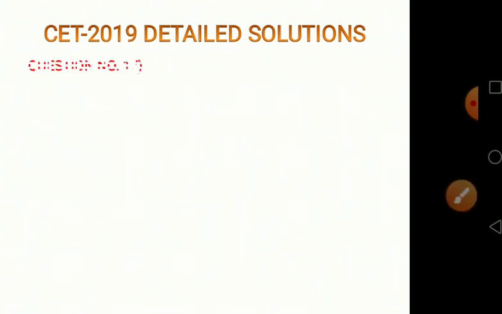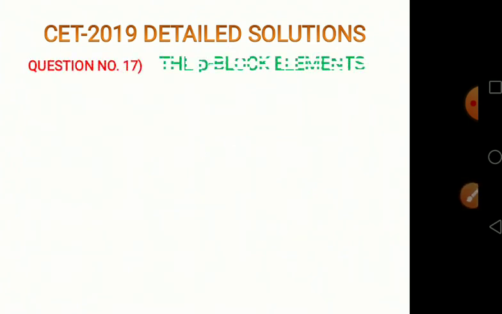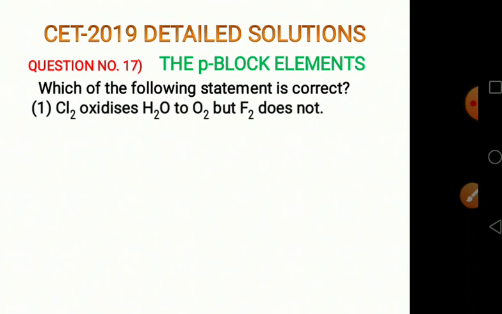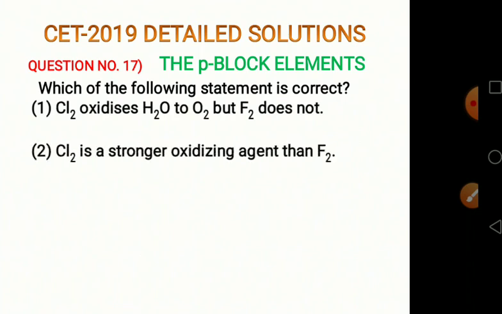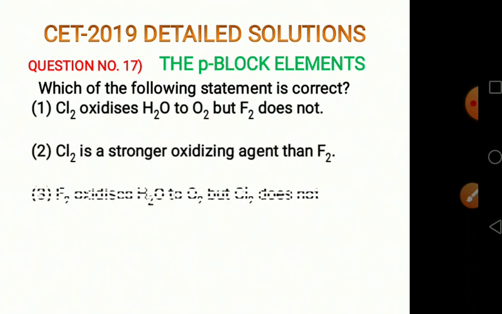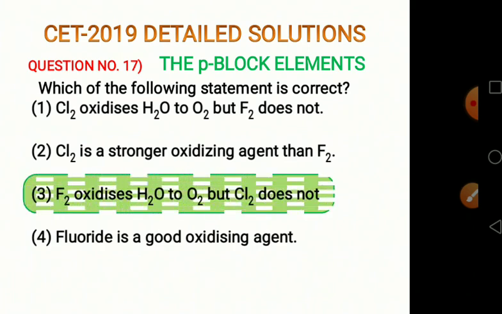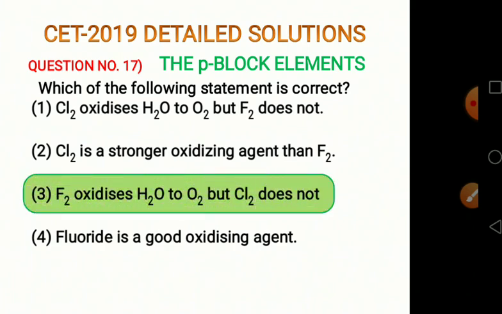Next question number 17. P block element chapter. 3 questions are asked from this. Which of the following is a correct statement? Cl2 oxidizes S2O3 2-. Cl2 is a stronger oxidizing agent than F2. F2 oxidizes S2O3 2-. Fluoride is a good oxidizing agent. So in this, the answer is F2 oxidizes S2O3 2-.